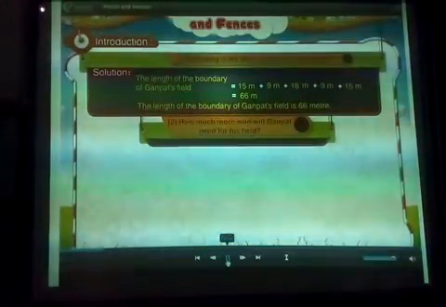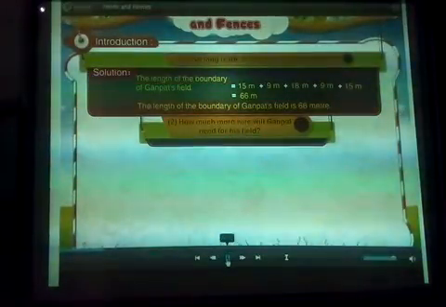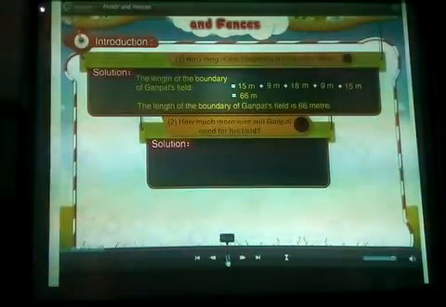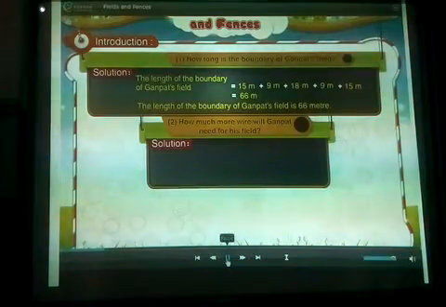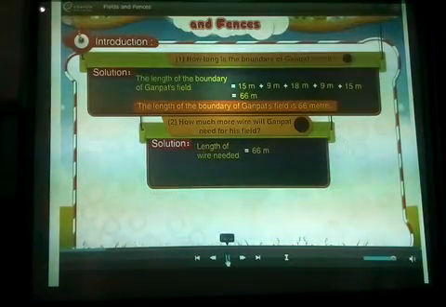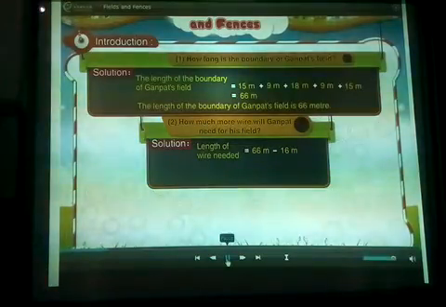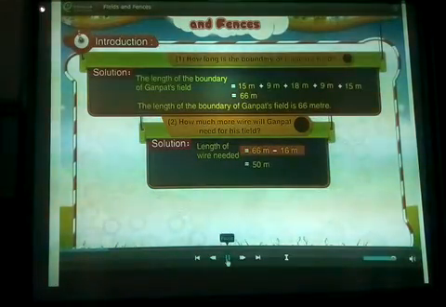2. How much more wire will Ganpat need for his field? Here's the solution. The length of the boundary of Ganpat's field is 66 meter. Subtracting 16 meter, which is the wire that Ganpat already has, from 66 meter, we get 50 meter.